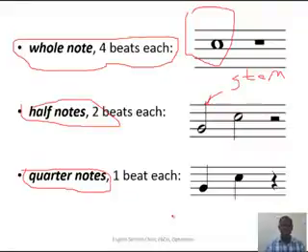You can also tell the difference between a quarter note and a half note, because the head of the quarter note is colored in black, while this one is in white, and this is black. So you can see the difference between them.